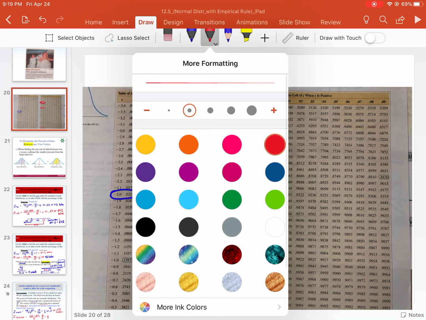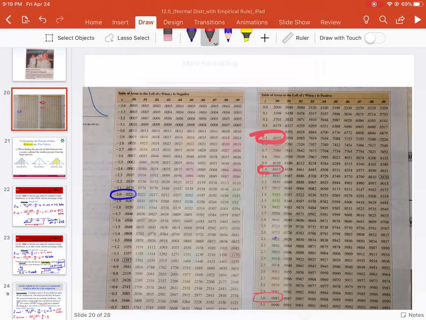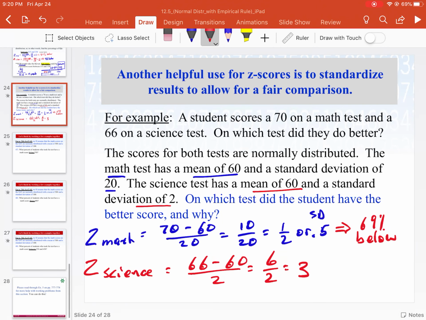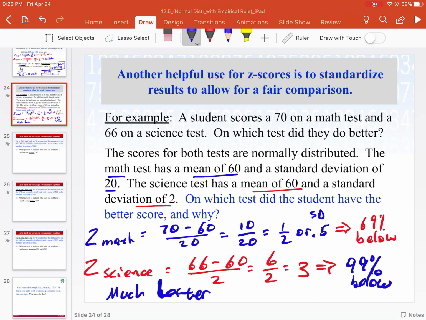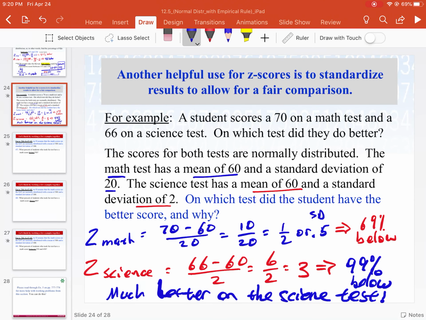So let's make sense of that. Okay? Let's compare. This is pretty cool. So on this one, 99% of the people are below you. Okay? So that's huge. You did much better on the science test. Right? Because you did better than 99%. You basically did better than everybody. I doubt anybody did better than you.